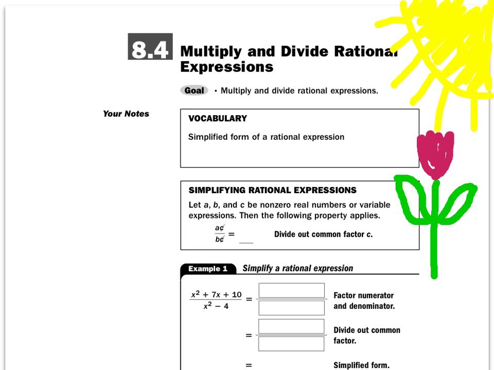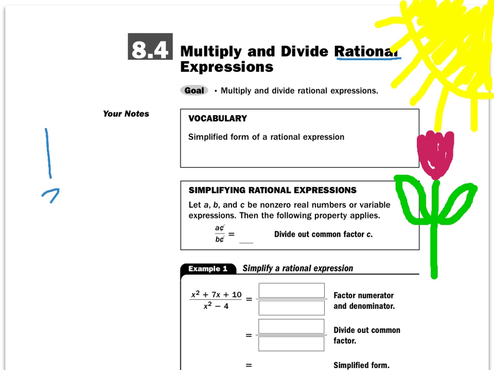Today what we're looking for is multiplying and dividing rational expressions. And then what that will lead to next is adding and subtracting, which when we talk about rational expressions, remember what we're talking about is fractions. Multiplying and dividing fractions, just a quick review.